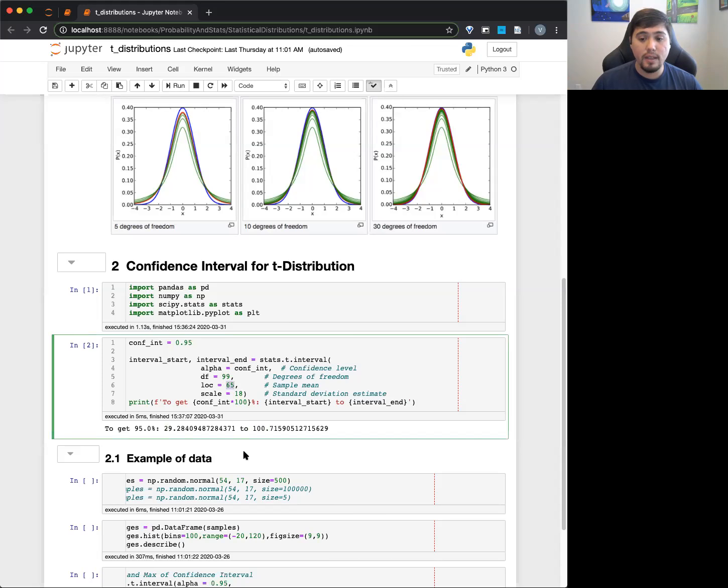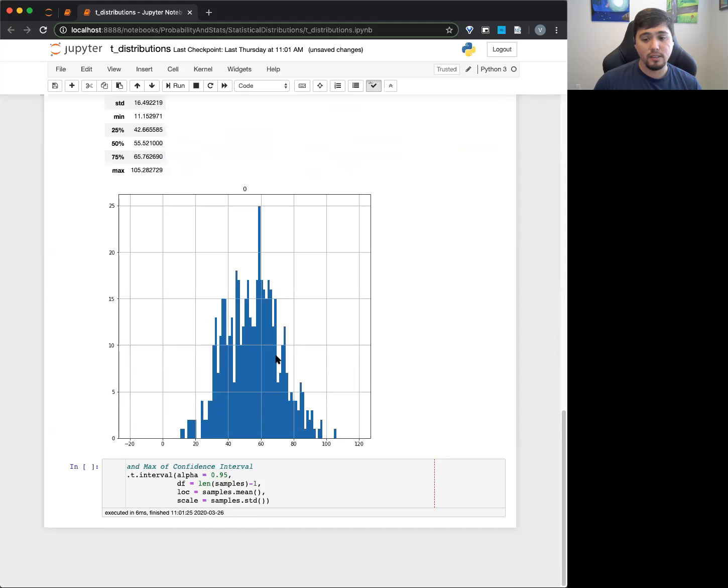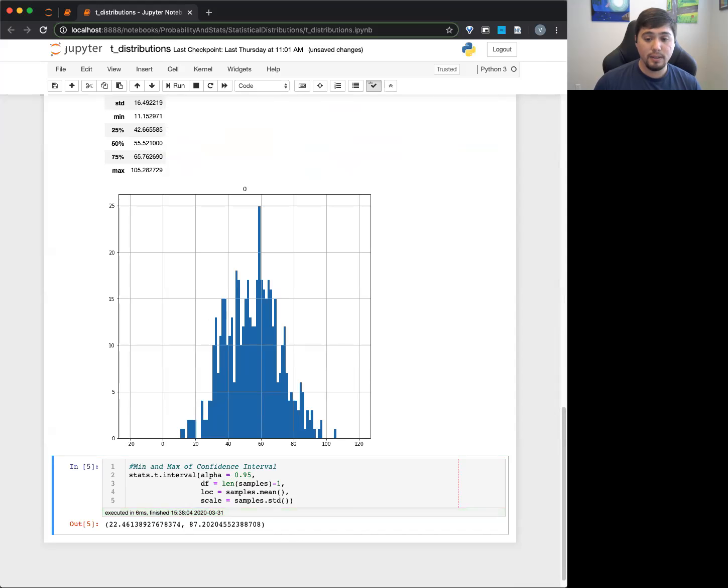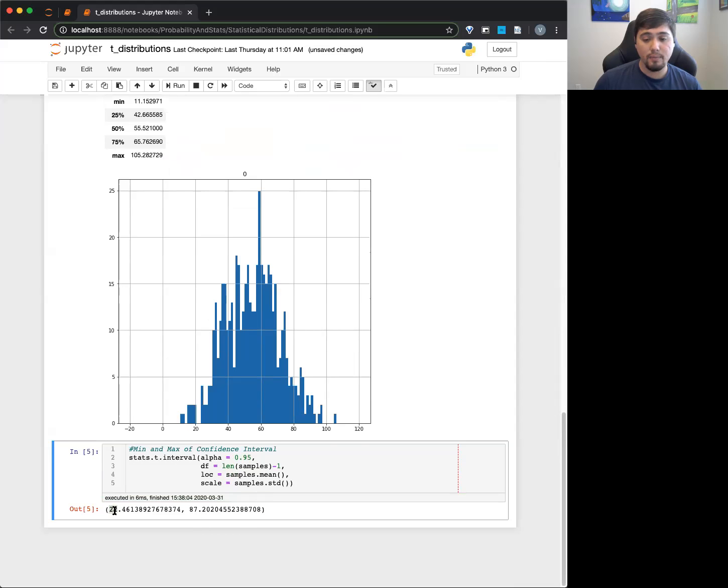Then, quickly, here's a normal distribution. You can see I built this up by getting 100 or 500 different points, and it's roughly normal. And with the actual t-distribution and the confidence interval, using this data right here, from these number of samples, we have our degrees of freedom, which is the number of samples minus 1.